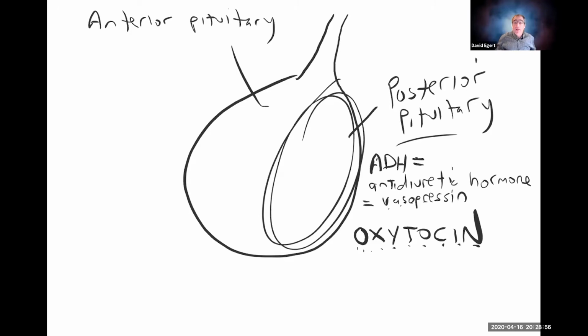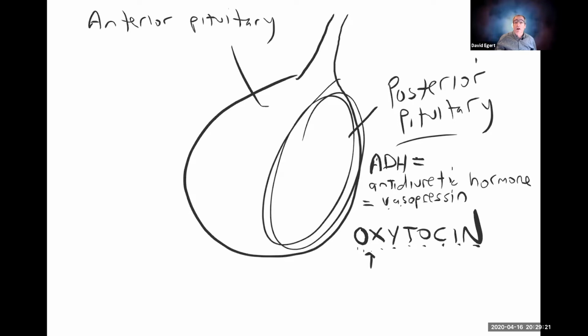Oxytocin also plays some roles in pregnancy. Oxytocin is what triggers uterine contractions. So when you're going into labor, you're getting higher and higher levels of oxytocin, which are squeezing harder and harder, trying to pop the baby out.